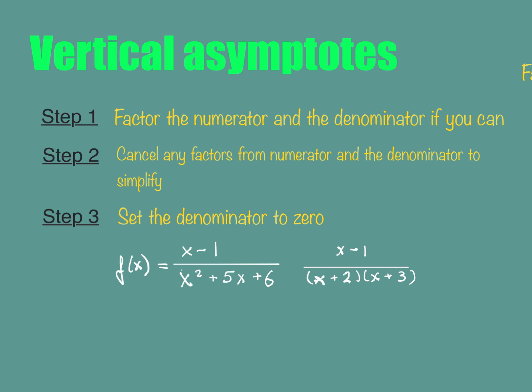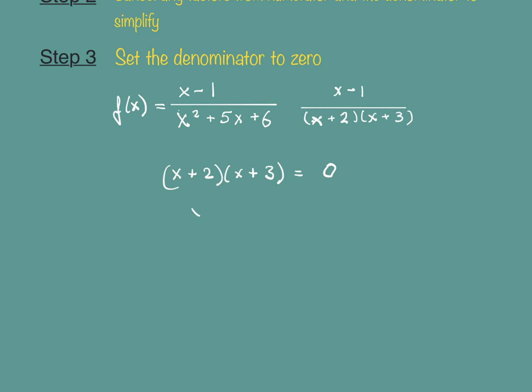The third step says set the denominator to 0. So the denominator is x plus 2 and x plus 3, and we're going to set that to 0. Through our null factor law, we know that x plus 2 must be equal to 0, or x plus 3 must be equal to 0. If that is the case, then x must be equal to negative 2, and in this case x will be equal to negative 3. Now these two will be our vertical asymptotes.